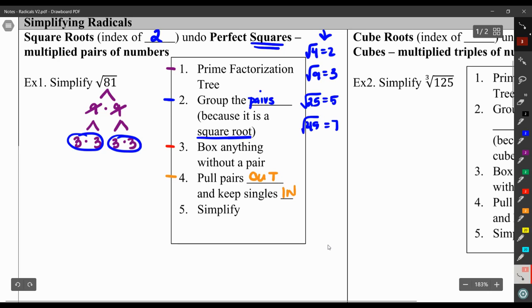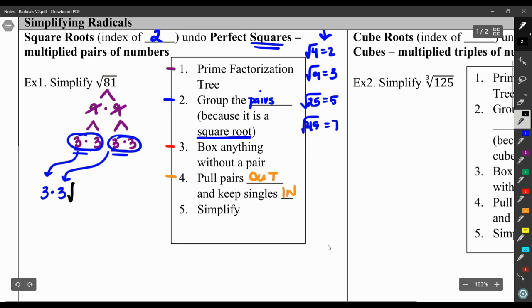The fourth step is to pull the pairs out of the radical and keep the singles in. So right now, all of this is underneath that square root. So we're going to take the pairs out. So we have one pair of 3's that will come to the outside times another pair of 3's to the outside. So one number per pair. And guys, the reason why it's only a number, 3 times 3 is 9, and I know that the square root of 9 is 3. Same thing here. 3 times 3 is 9, and the square root of 9 is 3.